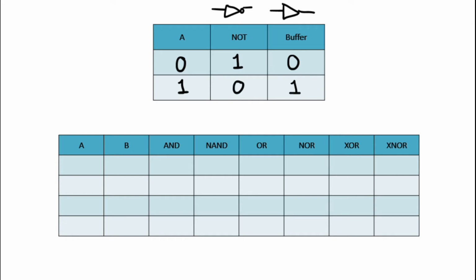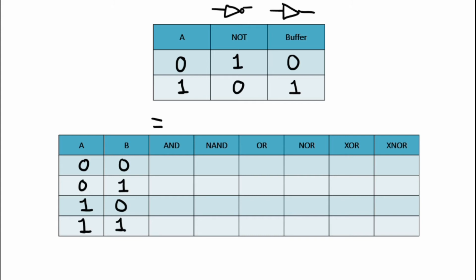So let's look down here at our 2 input gates. Here I have A and B coming in to each of these gates. So A could be 0 and B could be 0. A could be 0 and B could be 1. A could be 1 and B could be 0. A could be 1 and B could be 1. 2 inputs, 4 possible combinations coming in.